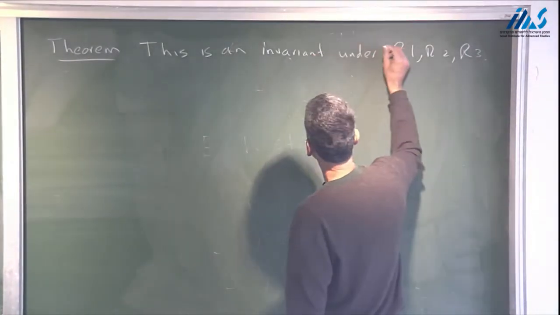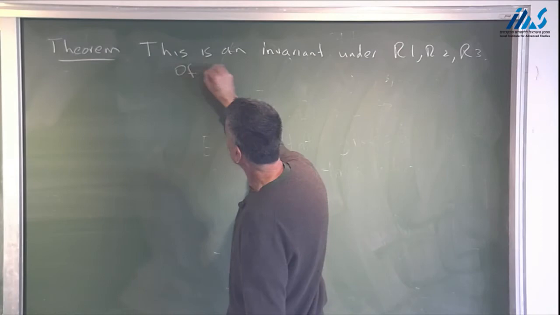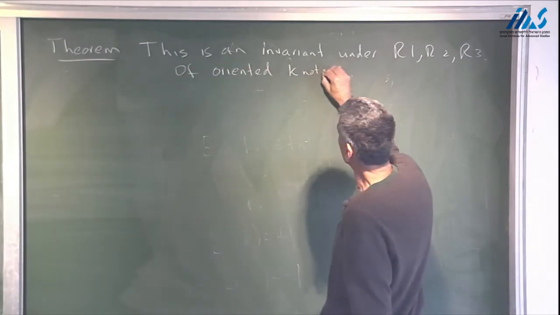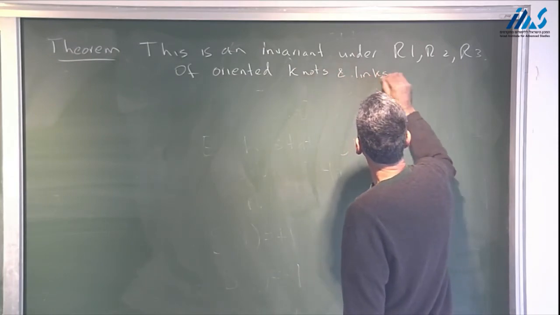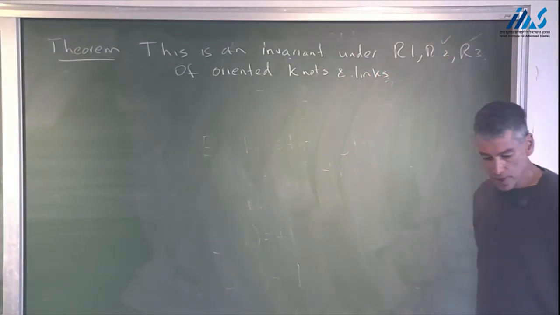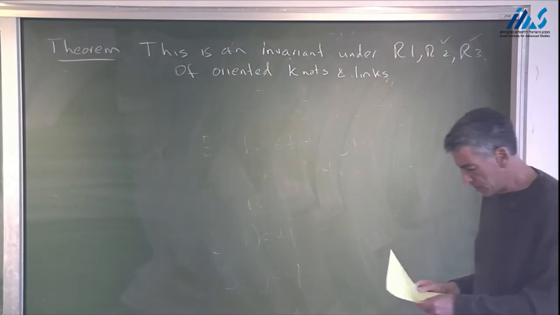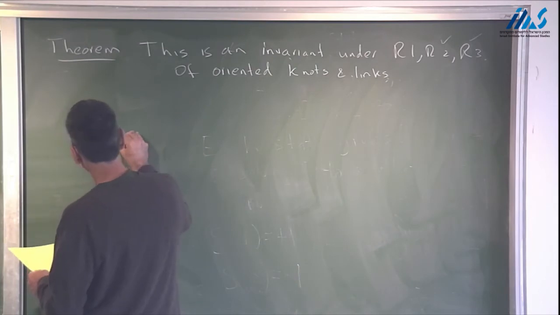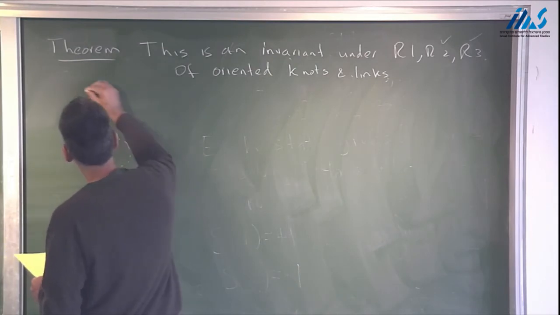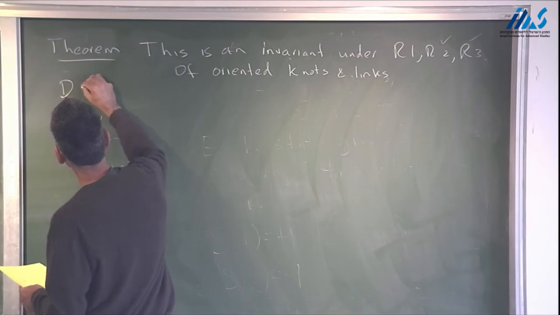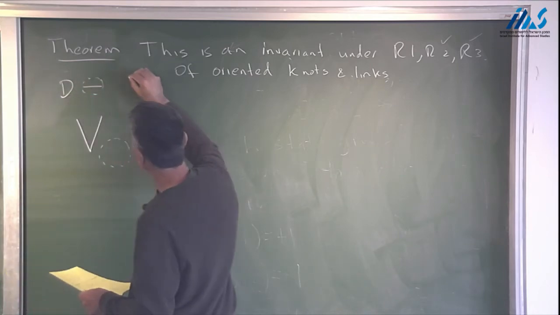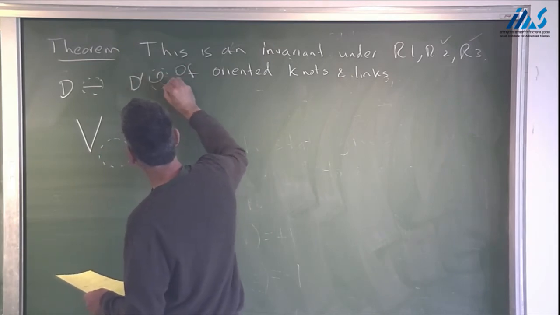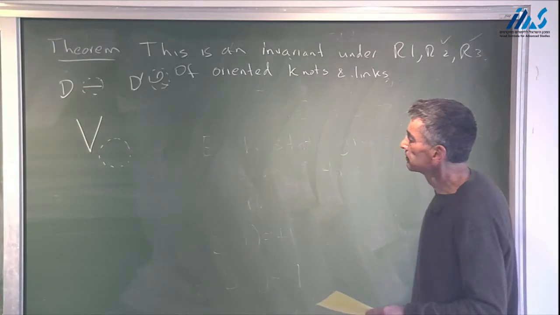Yeah, it's an invariant of oriented knots and links. So we've checked R2 and R3 already, so let's see what happens with R1. So let's suppose we have a link, let's say that D is a link that has a strand like this, and D prime is a link that has a strand that differs only by having one of these Reidemeister 1 moves in it.